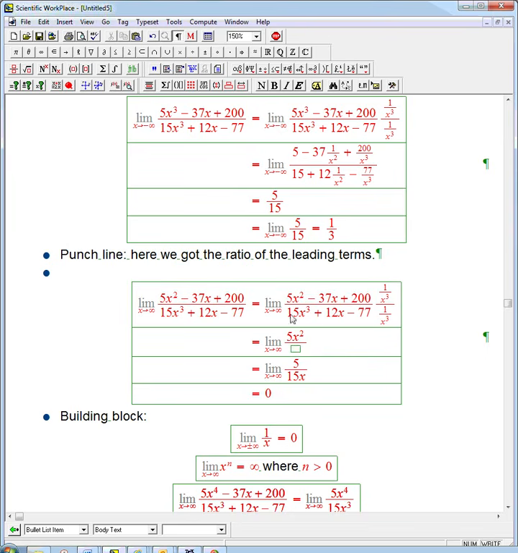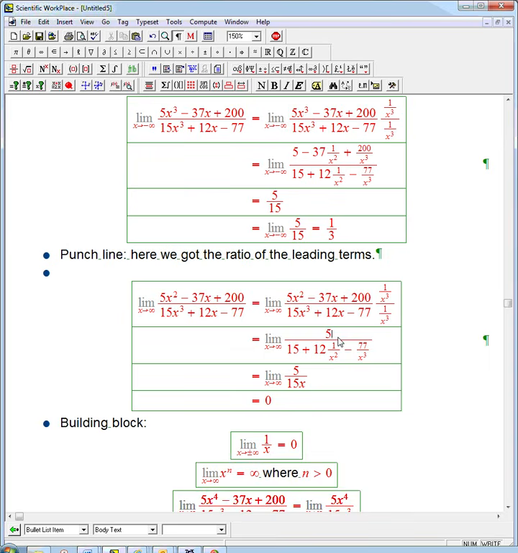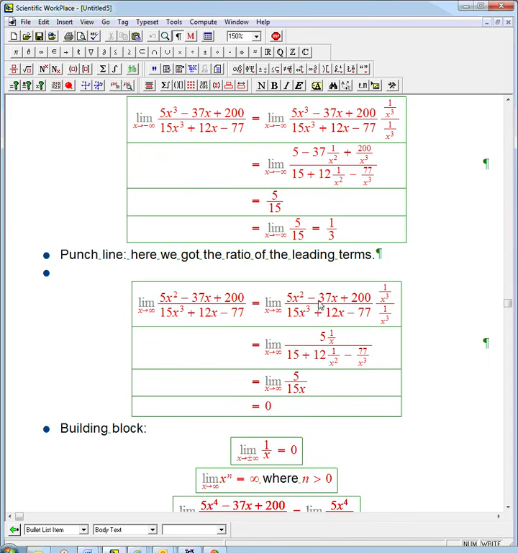What's that going to turn this denominator into? It's going to turn it into 15. That's a number, which is good. Plus 12 times 1 over x squared minus 77 over x cubed, just like before. And up here, it's going to be very similar, except what is this going to turn into? Now this is a 5 times 1 over x. And then the rest of it's going to be exactly the same. Let me just pick it up from here.